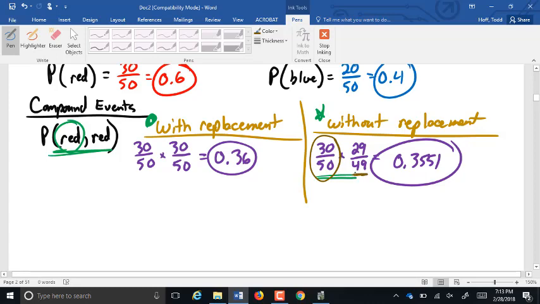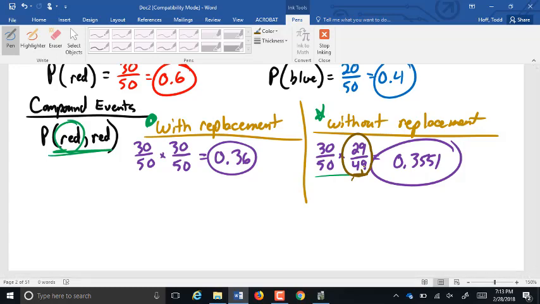This second probability here, with replacement, well, the marbles are in the box, right? We reach in, we want to draw 2 red ones. We reach in, we grab one, we look at it, it's red. Before we go for the second one, we put it back in and mix them back up. So still the whole 50 are in there.